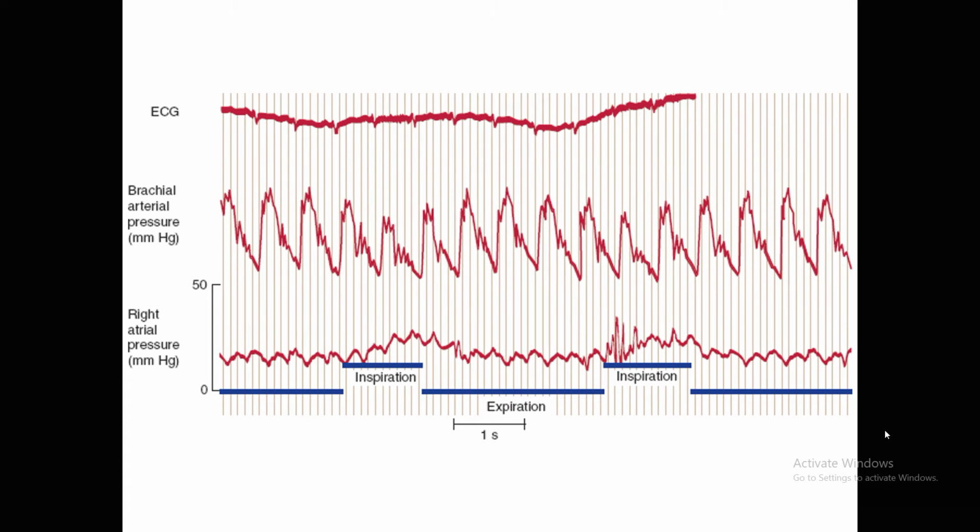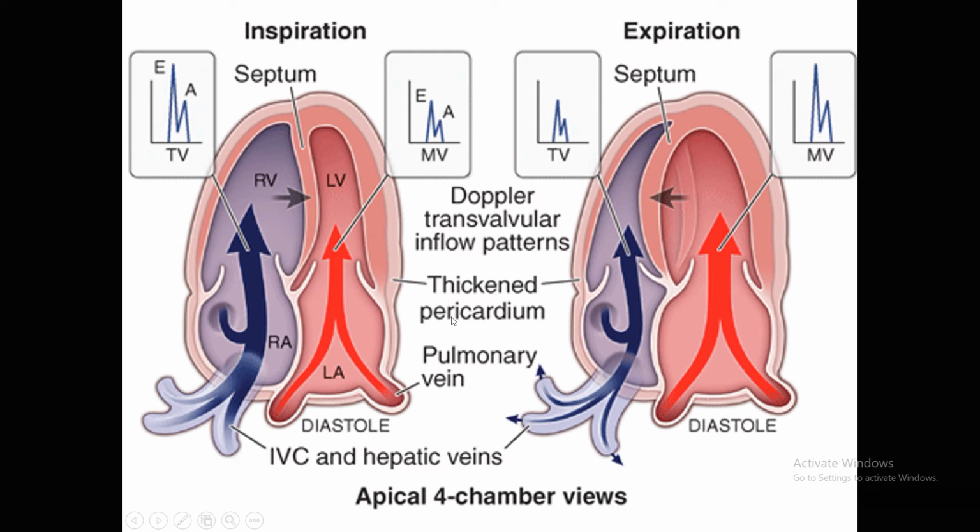In addition, the so-called paradoxic pulse is observed. It is demonstrated by a marked inspiratory drop in the systolic arterial pressure. It is shown on this record. Inspiratory drop of the systolic arterial pressure. The mechanism of the inspiratory changes, the paradoxic pulse during inspiration, is demonstrated on this picture.